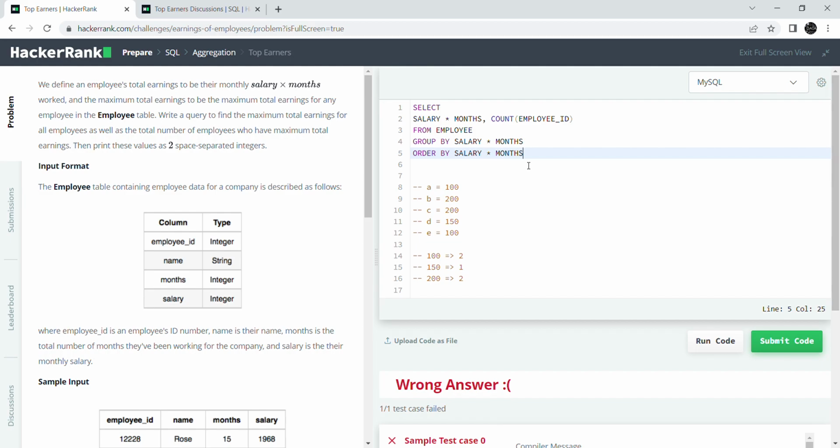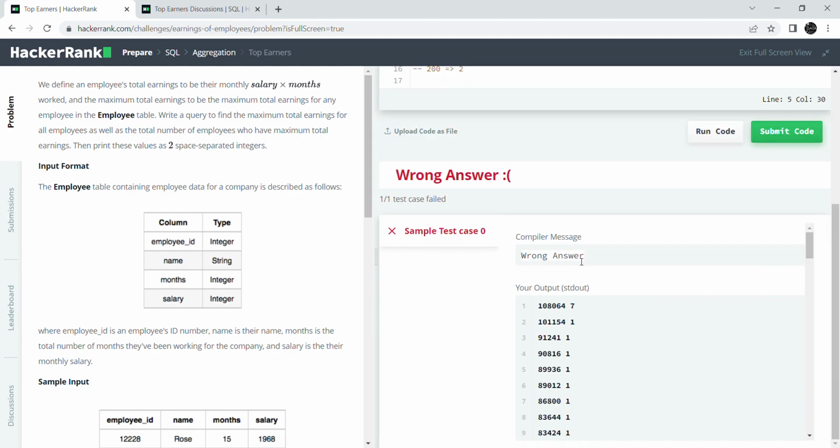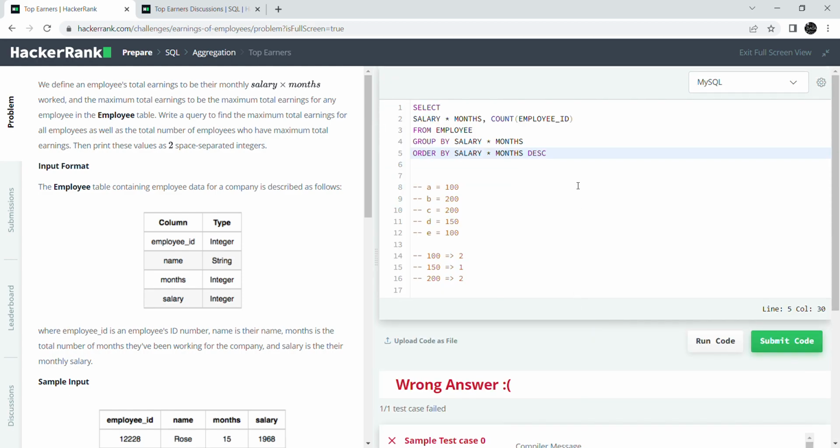But in this problem we are required to sort the data in descending order, so the highest total salary should come at the beginning. To do that I will use the desc keyword. We have already done lots of problems on order by desc, so I am not going really in depth regarding this concept. Now if I run this, you will see the data is getting sorted. This is the highest salary and the number of people earning it is 7.